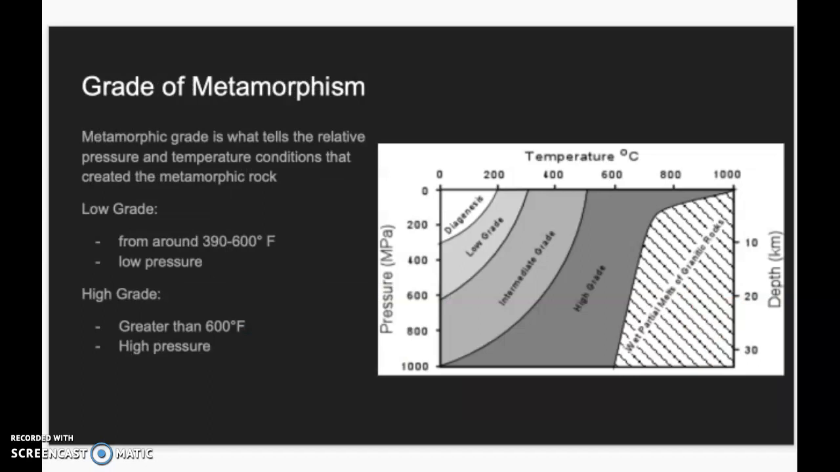Metamorphic grade is what tells us the relative pressure and temperature that the rock undertook. Low grade involves 390 to 600 degrees Fahrenheit and involves low pressure, while high grade is greater than 600 degrees Fahrenheit and has high pressure. There also can be an in-between called an intermediate grade.